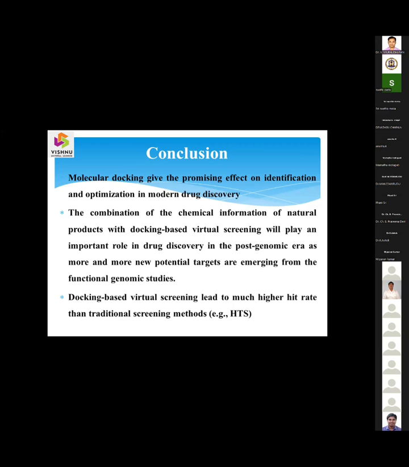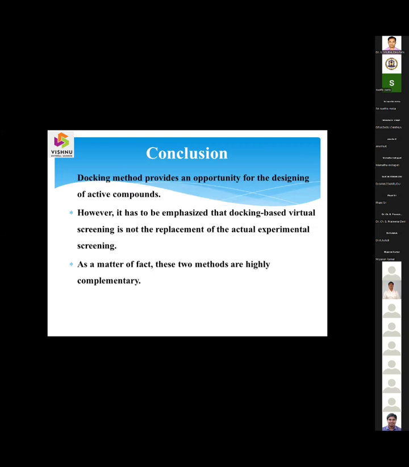So docking-based virtual screening leads to a much higher hit rate than traditional screening methods. So the conclusion, docking method provides an opportunity for the designing of active compounds, because by using computer-aided drug design, there are a lot of opportunities to design new active compounds. However, it has to be emphasized that docking-based virtual screening is not the replacement of the actual experimental screening. As a matter of fact, these two methods are highly complementary.